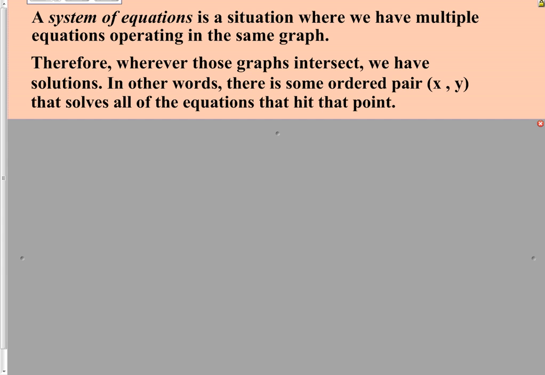What that also means is one equation will have ordered pairs all over it. Those are all solutions for that equation. The other equation will have ordered pairs, x comma y, all over it, and those are all solutions for that equation. But the system only has solutions where the graphs hit each other and they have a point in common.